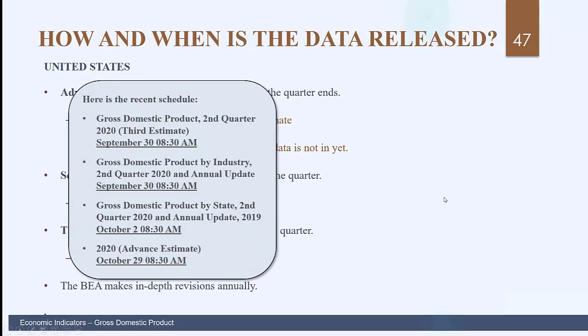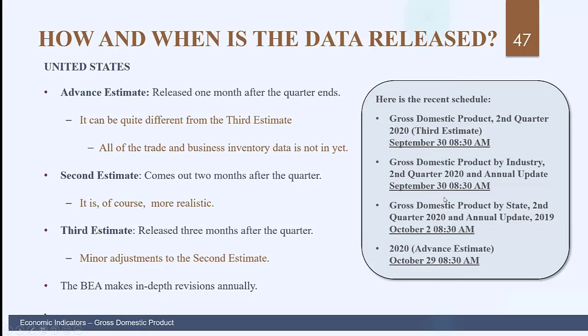Here's a recent schedule of the release dates. So here we see that the most recent gross domestic product release was on September 30th. This was the third estimate for the second quarter. Also on that same day, gross domestic product by industry and the second quarter 2020 annual update was released. So every month there is new data that is used to continuously improve the quarterly GDP estimate. And we can see down here at the end that the third quarter advanced estimate will be released October 29th.